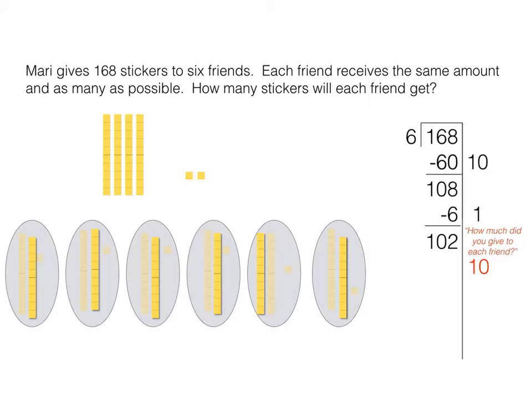And as a teacher, we say, how much did you give to each friend? The response is 10, so we record that 10. How many did you give away? Gave away 60 altogether. And again, the teacher records that squiggle. How much is left? We still have 42 left. And again, we record that with the squiggle.